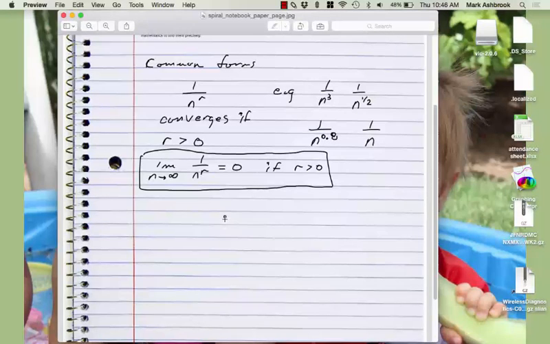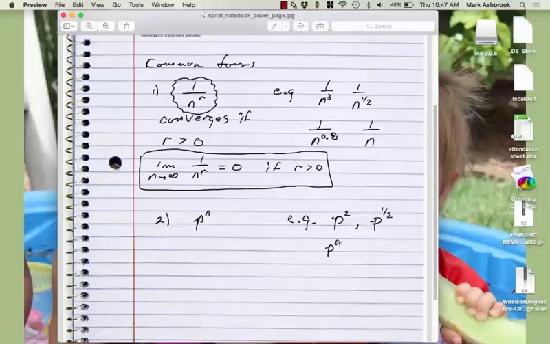Okay, and so then, what about this? So this is this form. Number 1. Number 2, p to the n. All right, so for example, p squared, p to the 1/2, p to the 0.1, p to the negative 3/4, p to the negative 4.